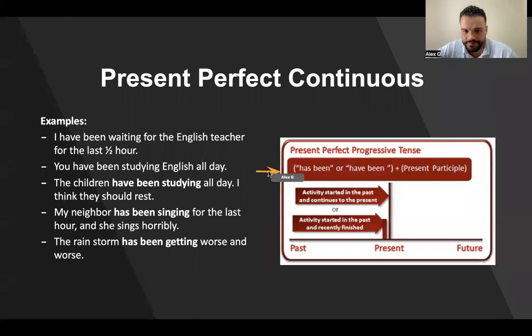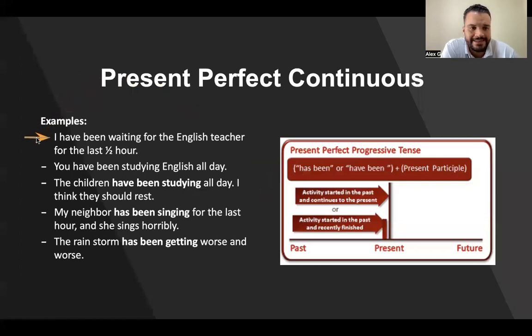So we have a couple occasions when we use the present perfect continuous. The first one is going to be an activity that started in the past and continues in the present. Another one could be an activity that started in the past and recently finished. So it came to an end, but it was ongoing for a period of time in the past. So pay attention to this diagram and make sure to use it the next time you want to use the present perfect continuous. Here I have some examples that I want to share with you.